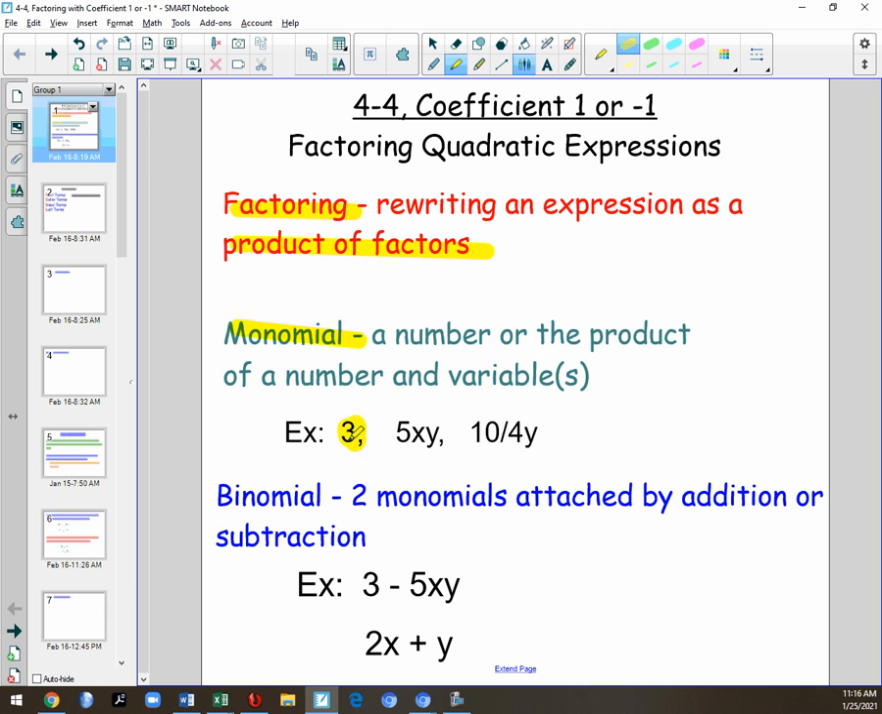It is singular. It's a 3, a 5xy. There is no addition or subtraction within a monomial. They're all attached by multiplication or division. A binomial is going to be two monomials attached, but this time it's attached by addition and subtraction. So that means I'm going to have the numbers 3 minus 5x and 2x plus y. Okay, so that's a binomial. A trinomial would be 3. A polynomial is 3 or more.